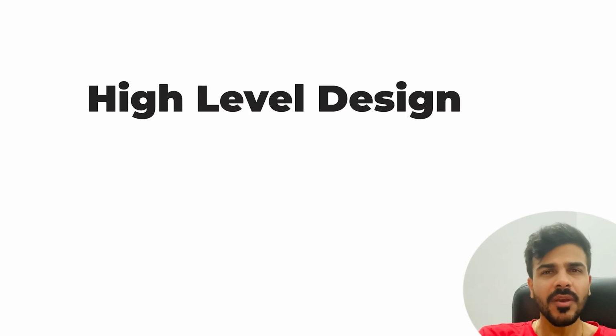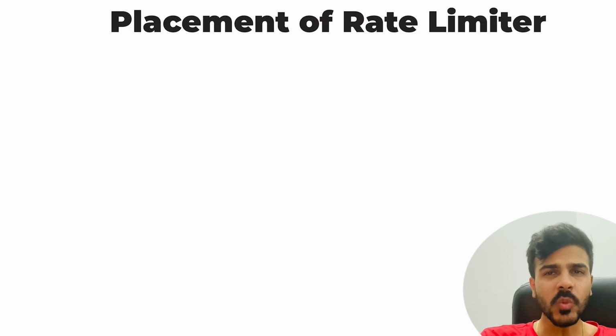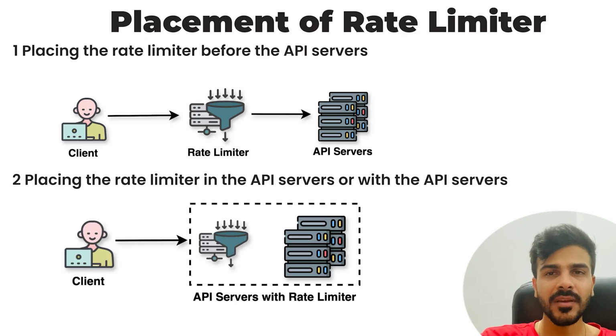Now in system design, where we place our components is just as important as what they do. When it comes to a rate limiter, the question is, where should it reside? There are two options primarily for this. Option 1, placing the rate limiter before the API servers. Option 2, placing the rate limiter in the API servers or with the API servers. Now let us look at each of these options and see their advantages and disadvantages.